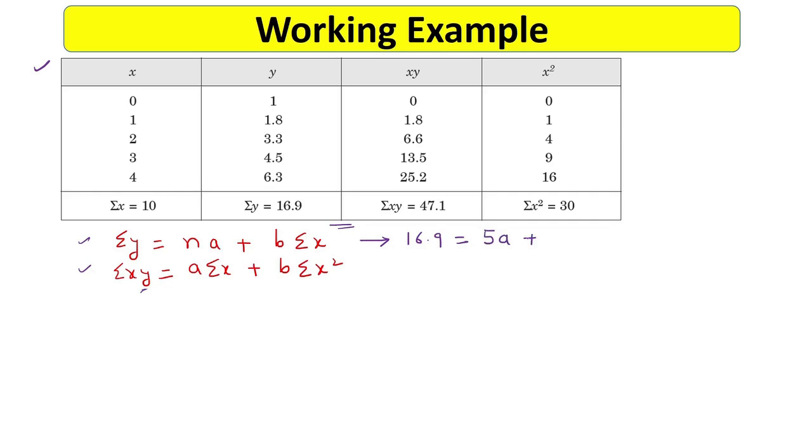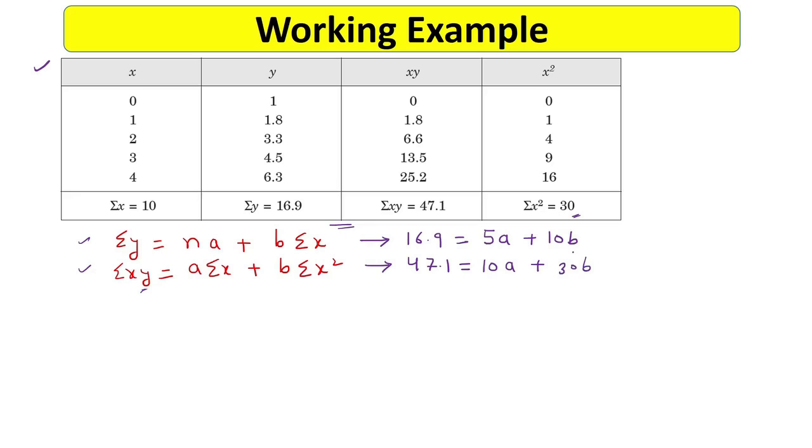Then this will be a, plus summation of x is 10, so this will be 10b. b is the constant that we have to find. Now if we put the values in the second equation, summation of xy is 47.1, equal to summation of x, which is 10, so this will be 10 into a, plus summation of x square, which is 30, so this will be 30b.